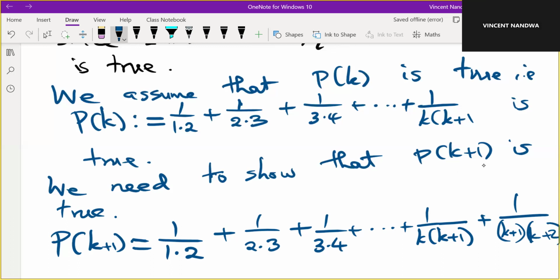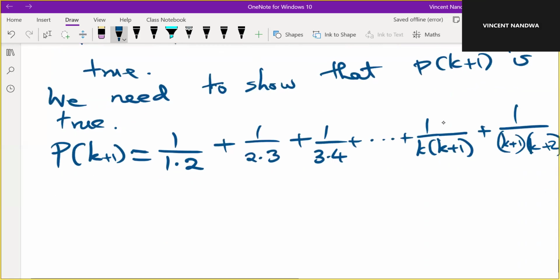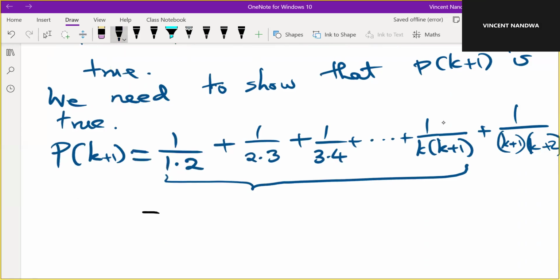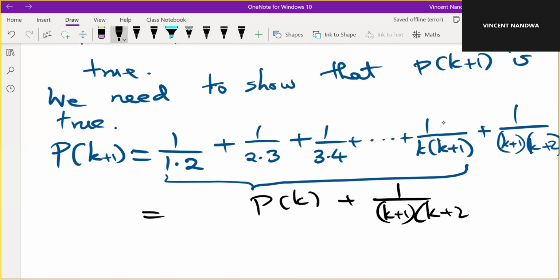So you don't now write the final answer. You are the one now to show that when you play with this expression, then it can give you the same formula, which is the same as what was obtained from P of k, okay? So you define this one, the first k terms, its value. This is P of k, so I'll have P of k plus 1 over k plus 1 into k plus 2, okay? But what is P of k?